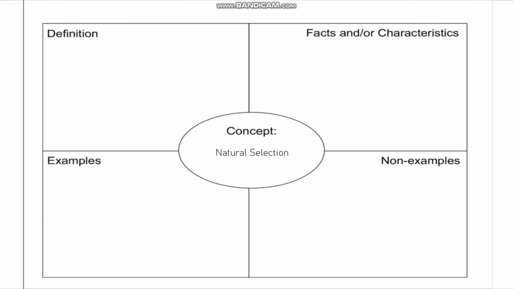So we'll start this off first by inserting a text box under definition and inserting a bullet point. All right, so the definition of natural selection is the process by which organisms with traits better suited to their environment are more likely to reproduce.